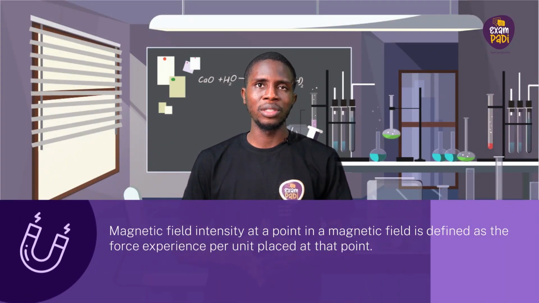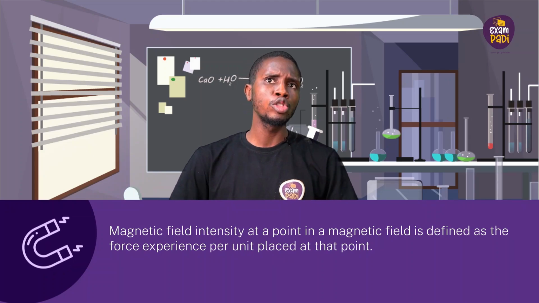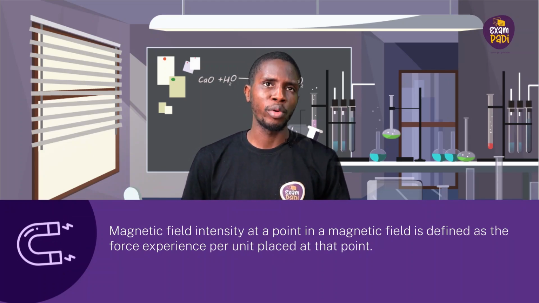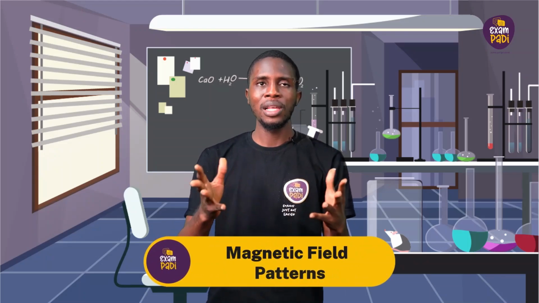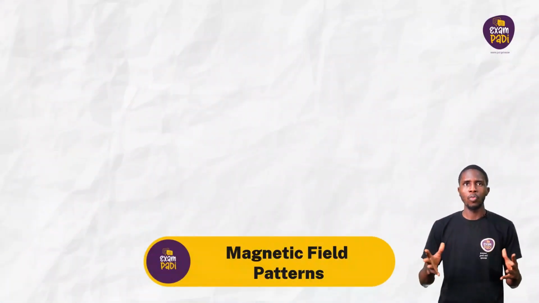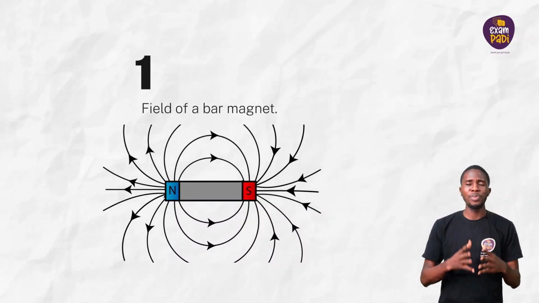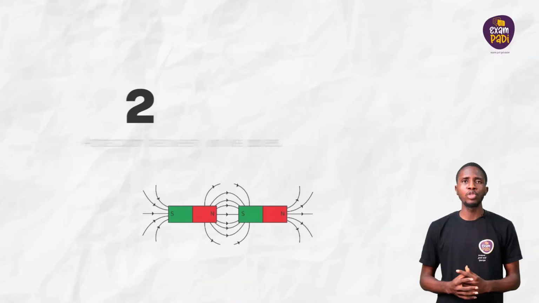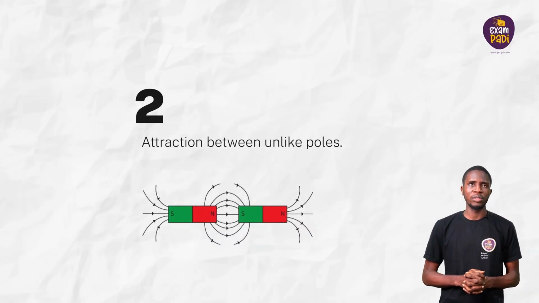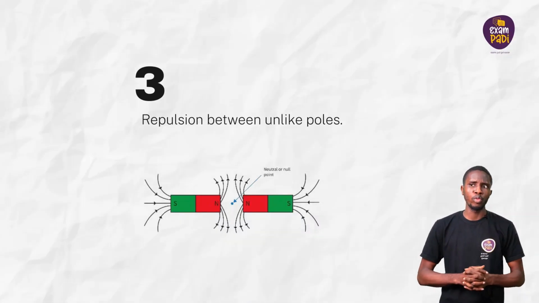Magnetic field intensity at a point in a magnetic field is defined as the force experienced per unit North Pole placed at that point. There are different magnetic field patterns. Let's take a look at a few. 1. Field of a bar magnet as displayed in this image. 2. Attraction between unlike poles. 3. Repulsion between like poles.